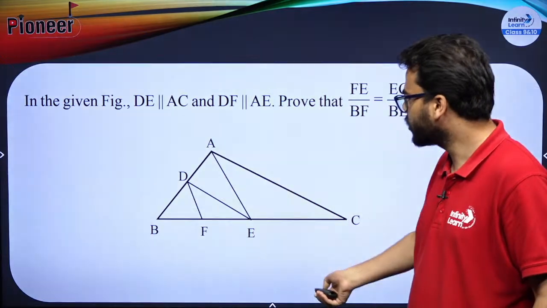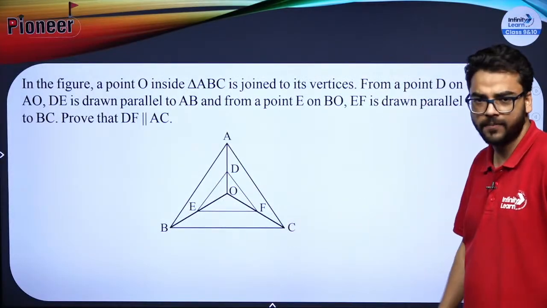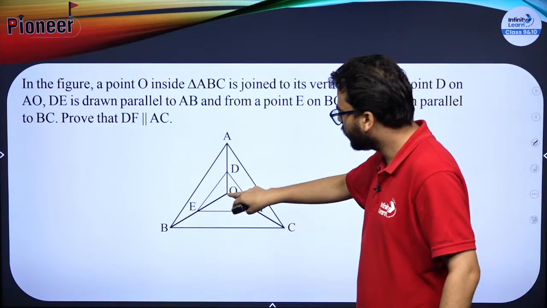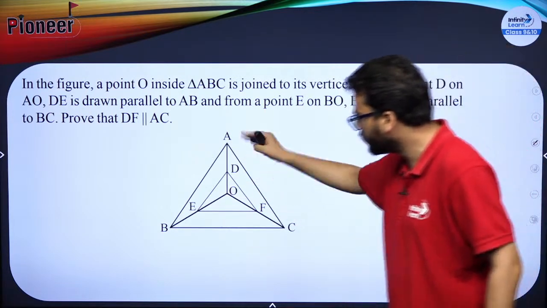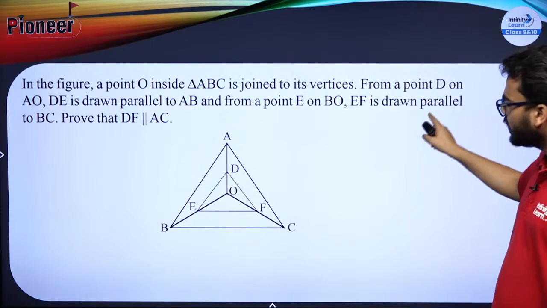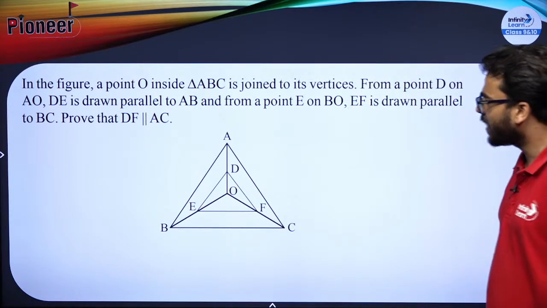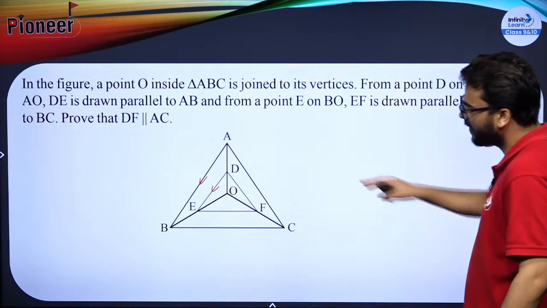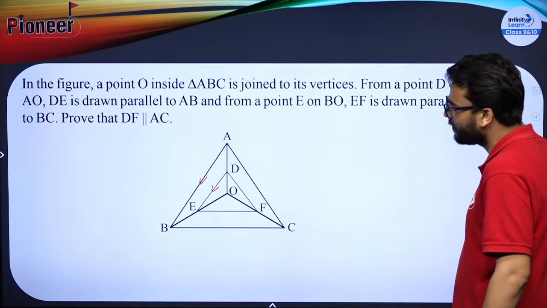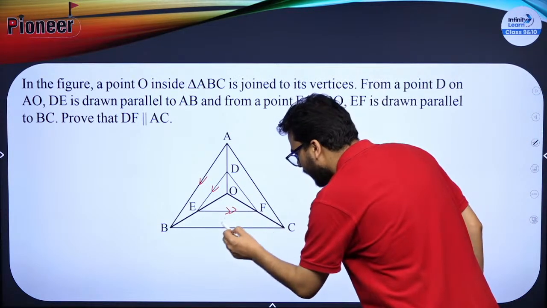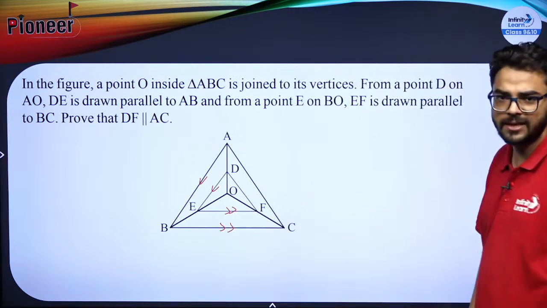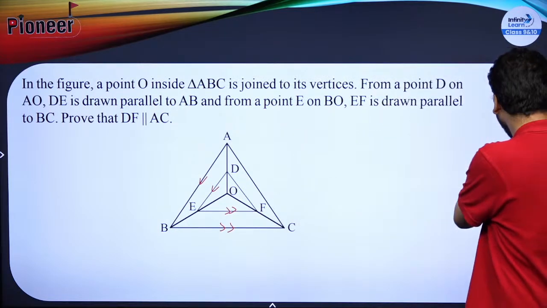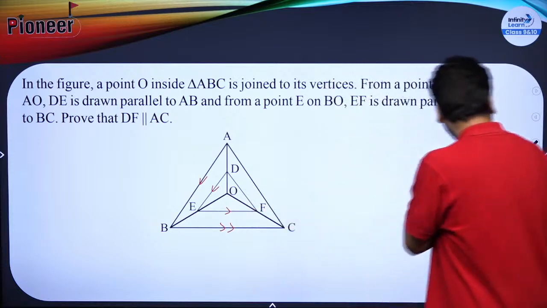So let's do one more question on the basis of the basic proportionality theorem over here. So in this question, it is given that this is a point O inside the triangle, and it is joined to the vertices of this triangle from a point D. DE is parallel to AB. So basically it is given that DE is parallel to AB. It is given in the question. And from point E, EF is parallel to BC. You see, EF is parallel to BC is also given to us. We have to prove that DF is parallel to AC. We have to prove over here that DF is parallel to AC. So how can we do this question, guys?